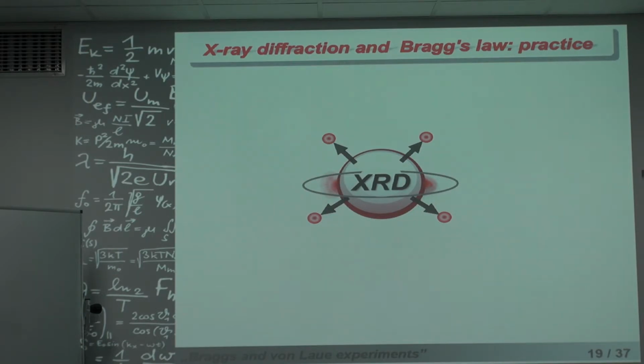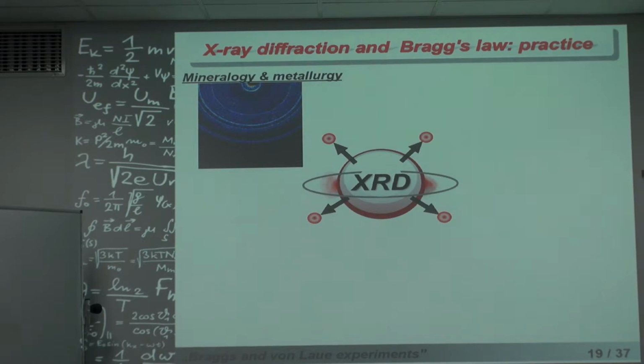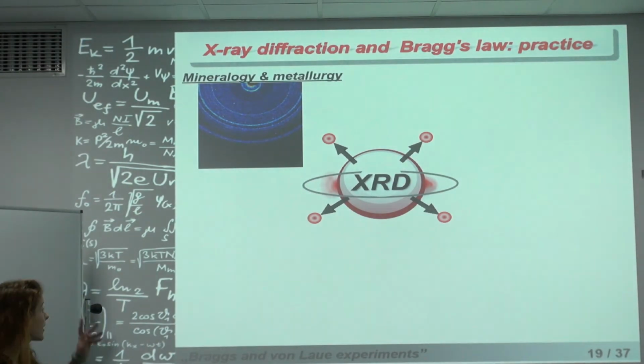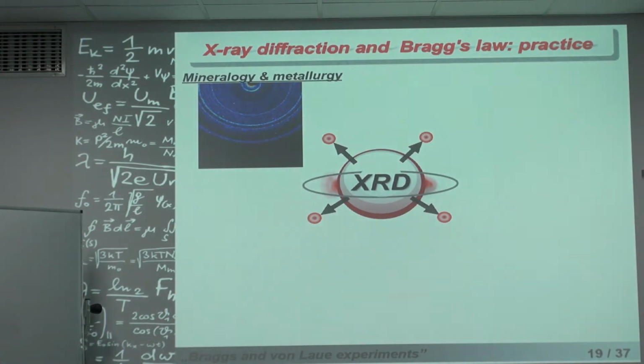X-ray diffraction is a very useful tool, and it was used not only in electron diffraction for determining the crystal structure and its quality, but also in mineralogy and metallurgy. For example, in 1924 it was first used to determine the structure of garnet. And here you may see a very interesting picture.